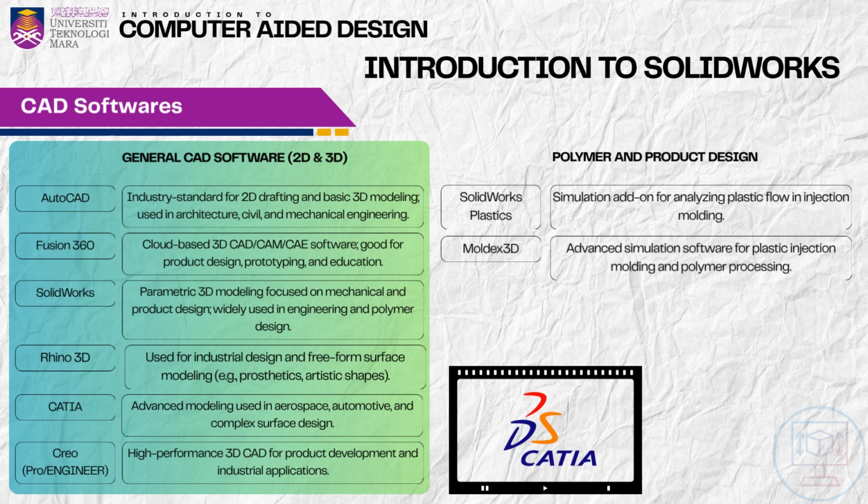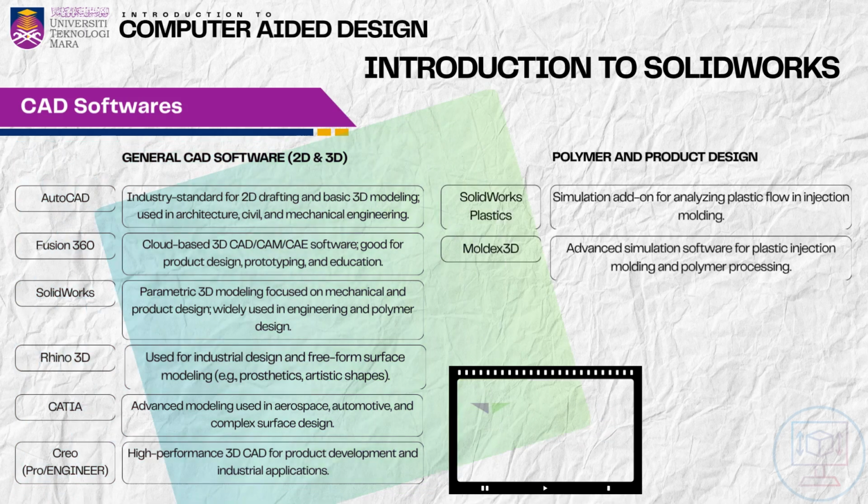Similarly, Creo, formerly known as ProEngineer, is another high-end 3D CAD software used widely in industrial product development. Known for its solid parametric foundation and advanced capabilities, Creo is suitable for complex mechanical designs and engineering analysis in sectors such as machinery, electronics, and manufacturing.